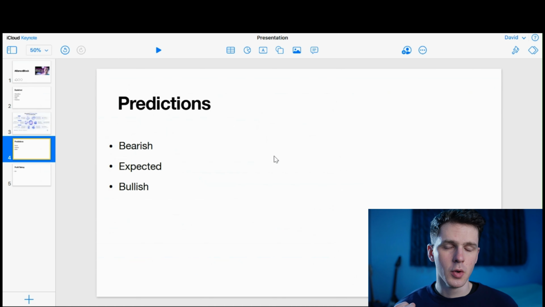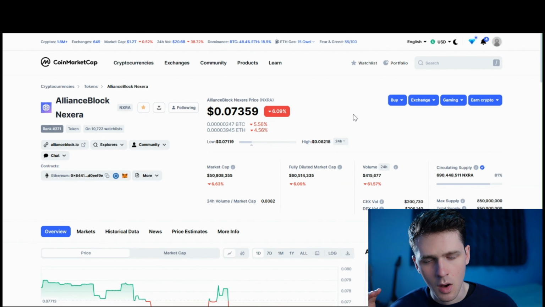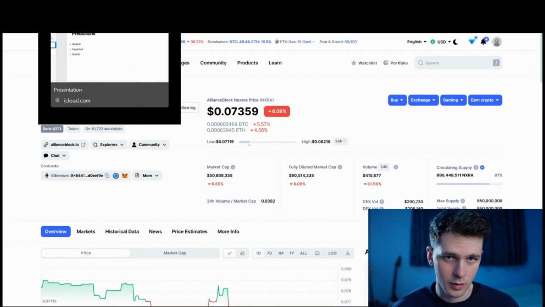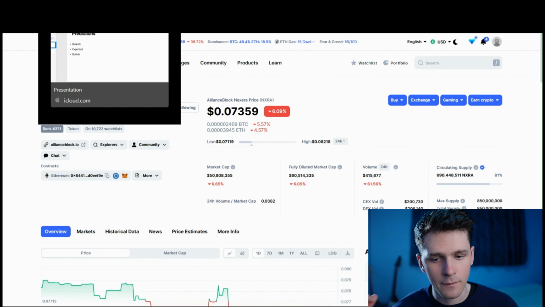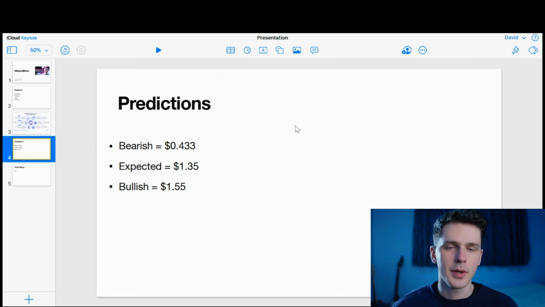And for the most bullish price prediction I can possibly give, I'm going to take the supply into consideration. That decrease from 1 billion to 850 million, a 15% decrease. So a 15% increase on the actual final result of $1.35 would be $1.55 NXRA. That is personally the most bullish price prediction I can give for this asset. So those are my predictions. Bearish, 43 cents, expected $1.35, and bullish $1.55.